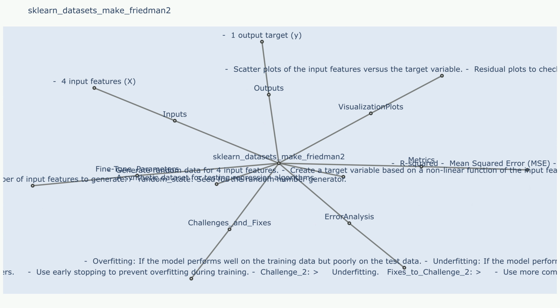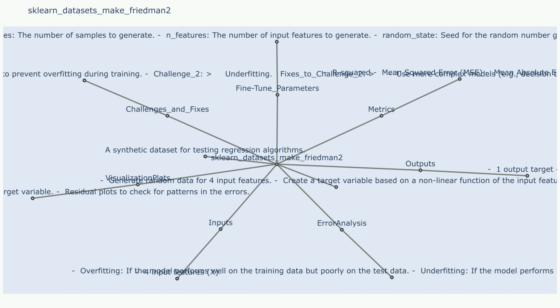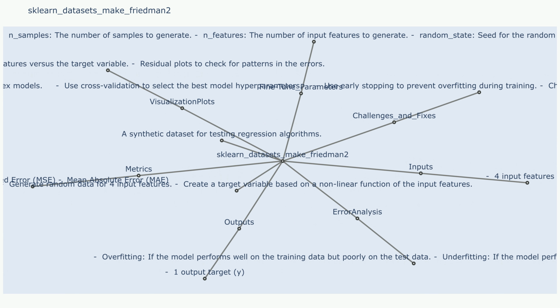Inputs. n_samples, the number of samples to generate. This determines the size of the dataset. n_features, the number of input features to generate. This controls the dimensionality of the dataset. random_state, the seed for the random number generator. This ensures reproducibility of the generated dataset. Outputs. X, the input features, represented as a NumPy array of shape n_samples, n_features. y, the target variable, represented as a NumPy array of shape n_samples.